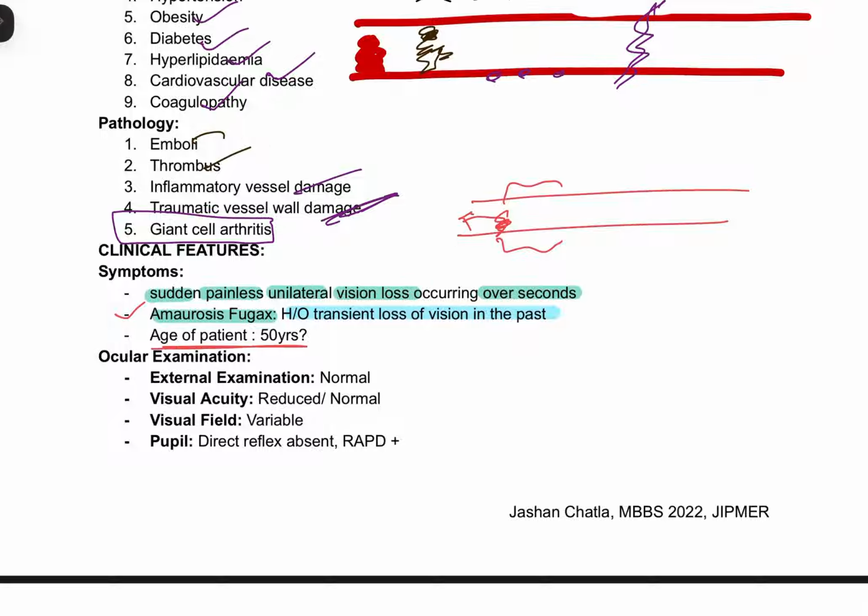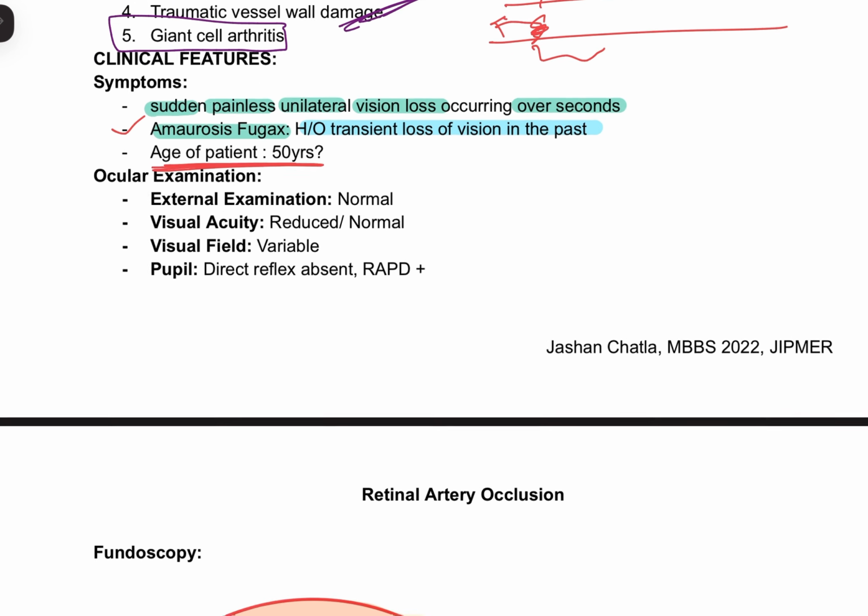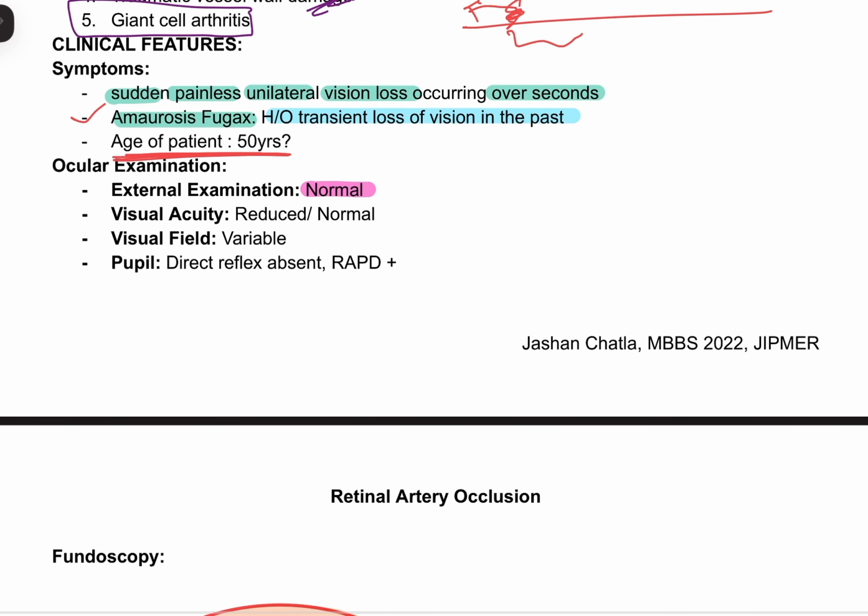You need to note the age of the patient because that will help in prognosis, and you need to find the etiological causative factor and treat that factor also to prevent further episodes, right? So you need to note the age of the patient in the history itself. Coming to the ocular examination. On external examination, the eye will be completely normal. There will be no defect in the eye unless it is traumatic.